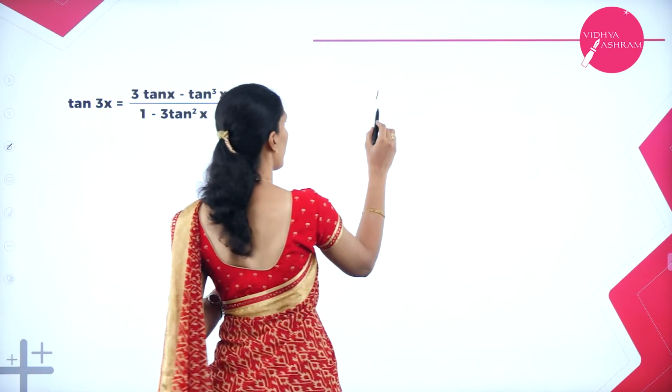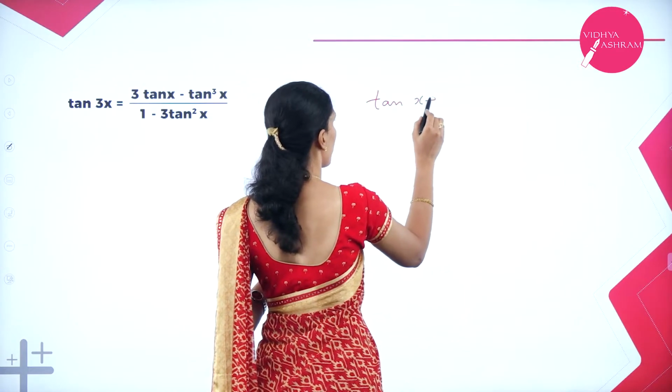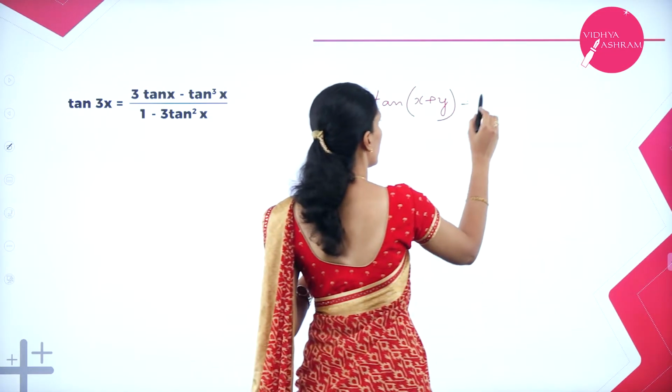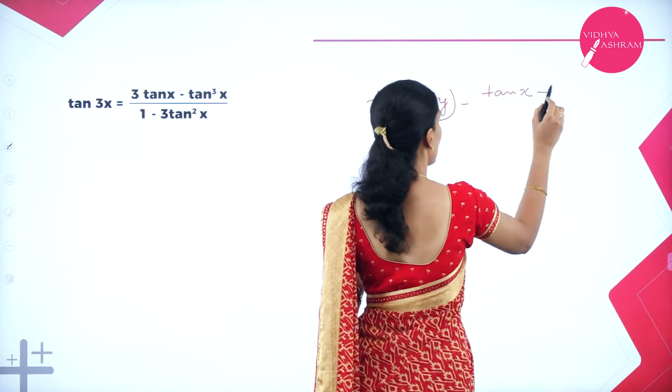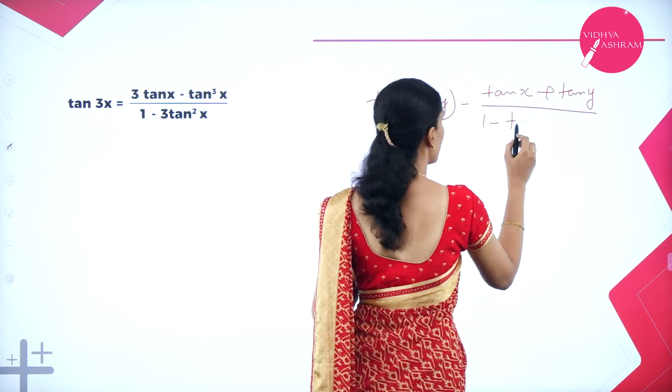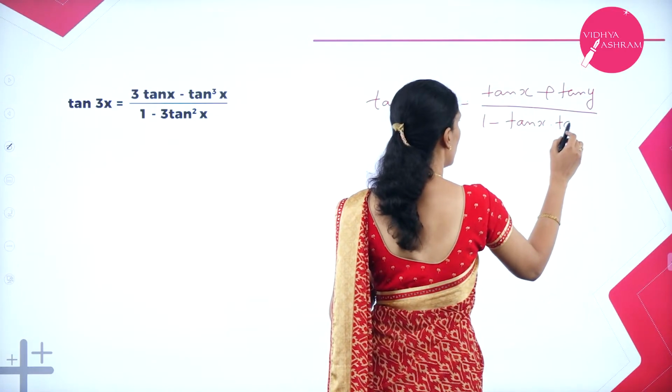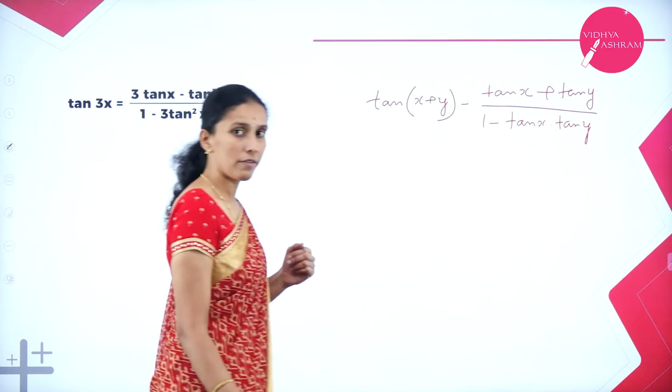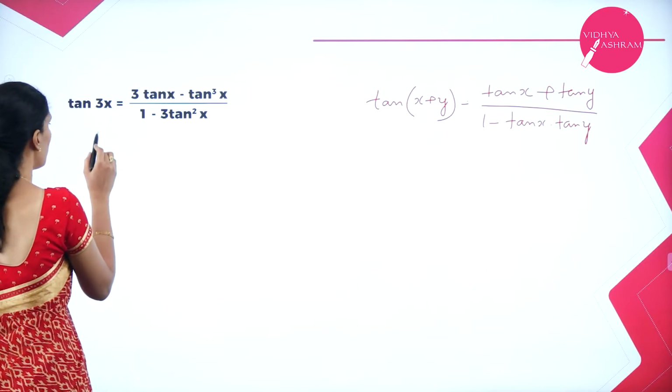Your tan x plus y formula is tan x plus tan y, whole divided by 1 minus tan x into tan y. So this is your formula. Why am I writing this? I'll let you know now.